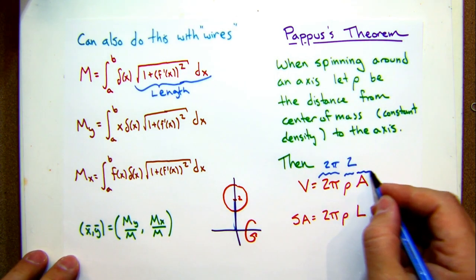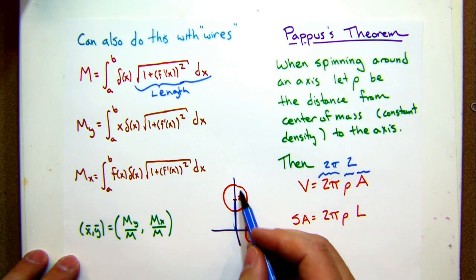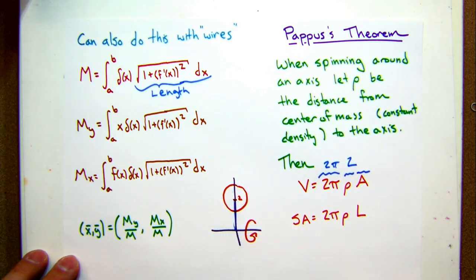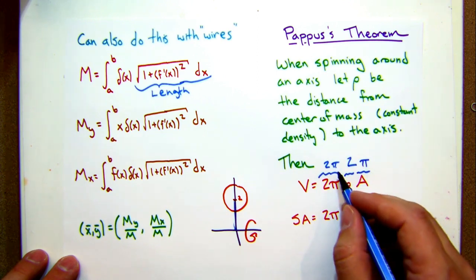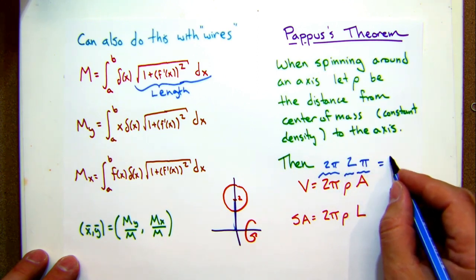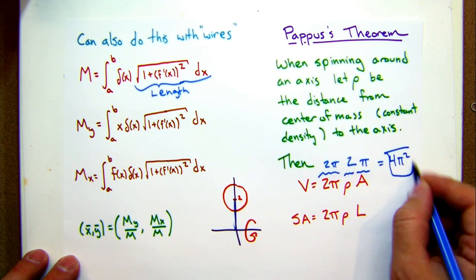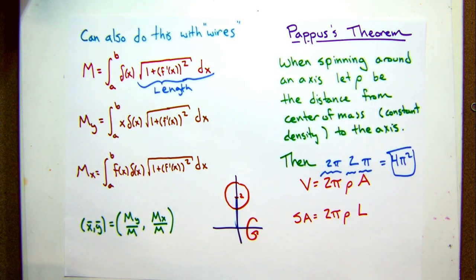Because the center of the circle is the center. How much area does the circle have? Unit circle, radius 1, has area pi. 2 pi times 2 times pi gives 4 pi squared. And that's the answer. We actually did that. 4 pi squared was the right answer. So this is an example of Pappus's theorem. There's also one for surface area. I won't test you on that because it's more fun to test you on integration. But it's good to know.